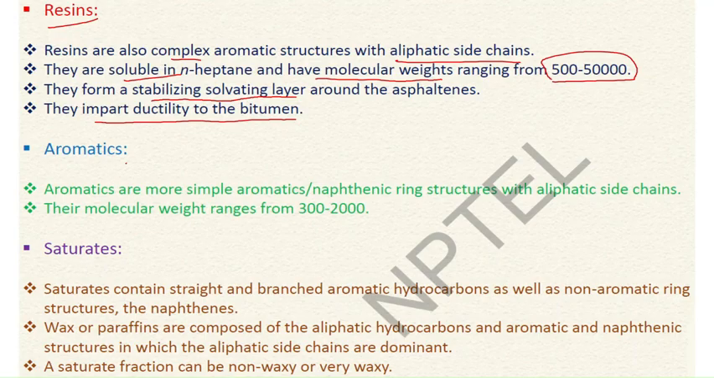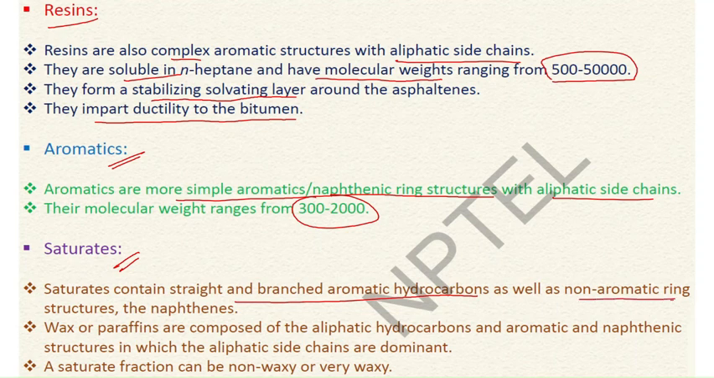Okay, aromatics. The third component is the aromatics. They are more simple aromatic and naphthenic ring structures with aliphatic side chains, and their molecular weight ranges from 300 to 2000. The fourth component is saturates. They basically contain straight and branched aliphatic hydrocarbons as well as non-aromatic ring structures or naphthenes. The wax or paraffins are composed of aliphatic hydrocarbons and naphthenic structures in which the aliphatic side chains are dominant. In the case of asphaltenes and resins, aromatic rings are the dominant part.